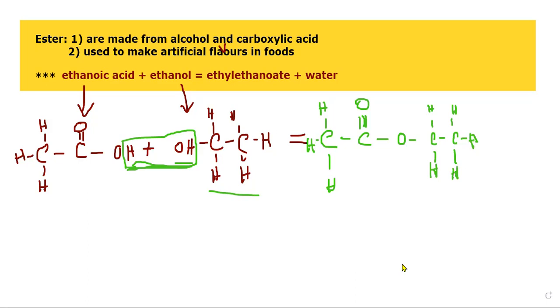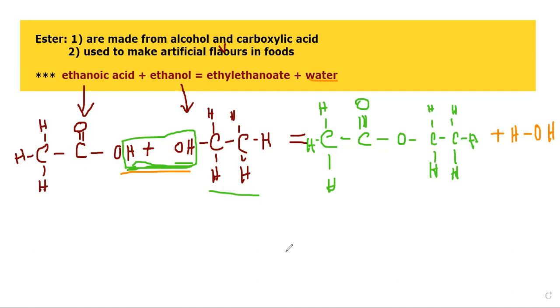Now you may ask what we are going to do with this H and OH. We are just simply adding them as water. Remember that according to the formula, ethanoic acid plus ethanol is equal to ethyl ethanoate plus water. So we are going to get the water here. H, OH. So you can see it is pretty easy.